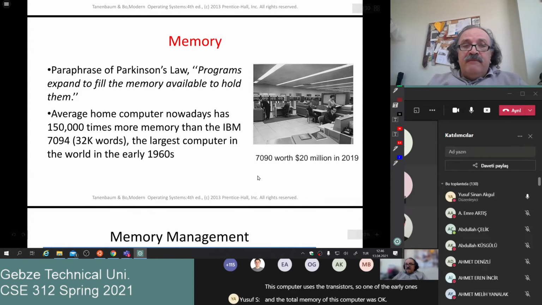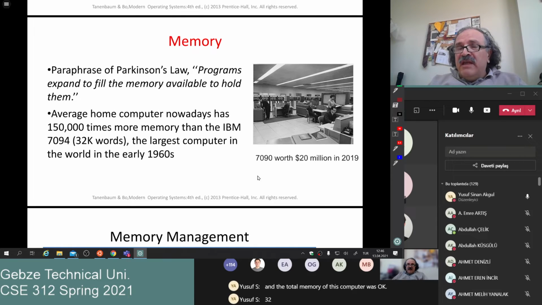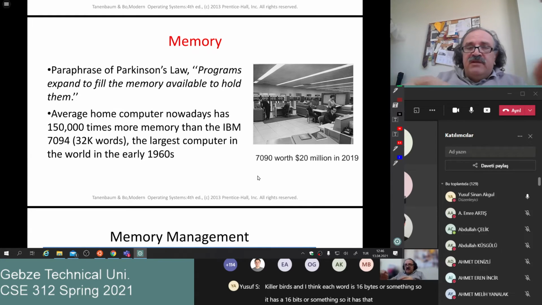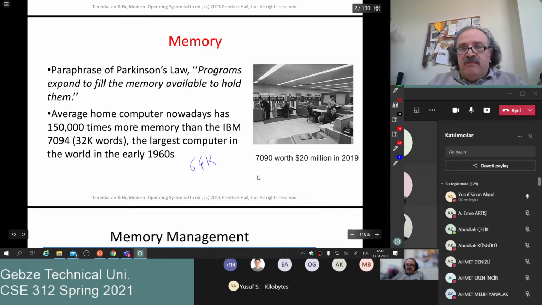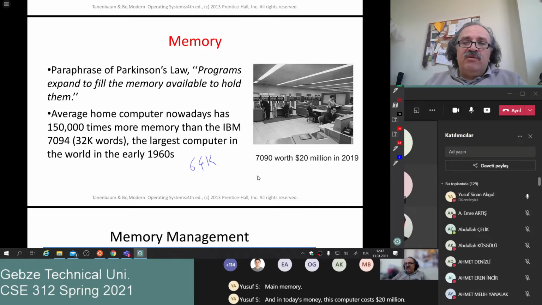32 kilowords, and I think each word is 16 bits or something, so it has a total of 64 kilobytes of main memory. And in today's money, this computer costs $20 million. Okay, in today's money, it costs around $20 million.